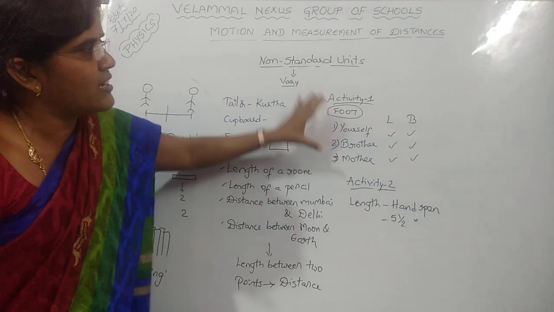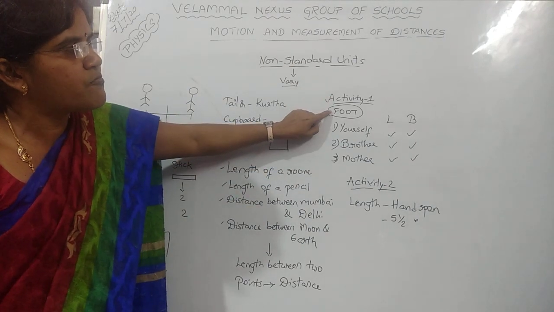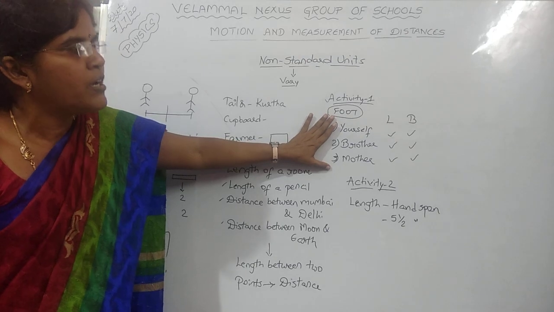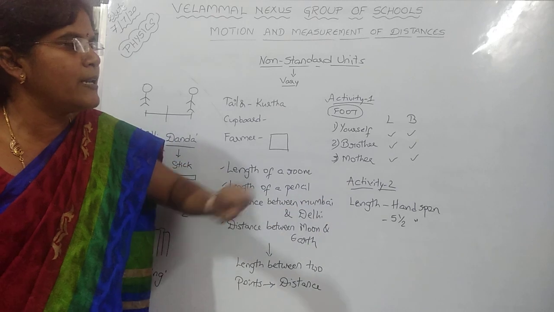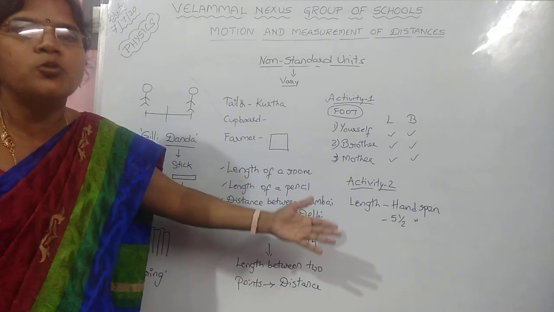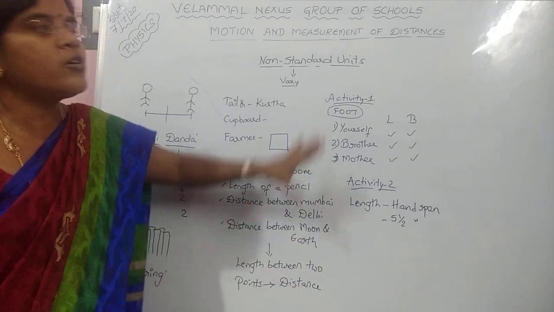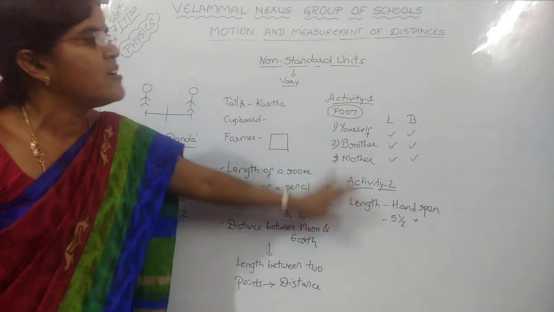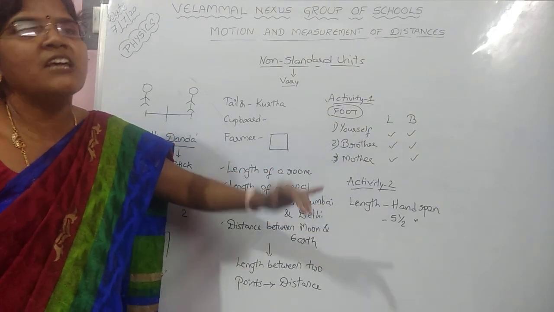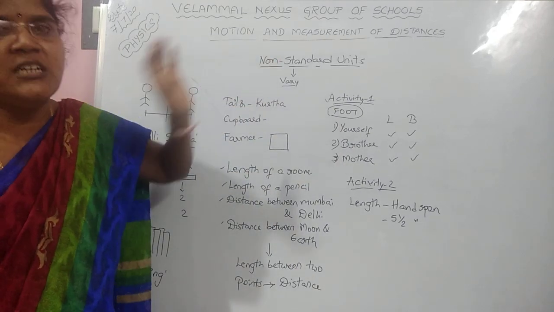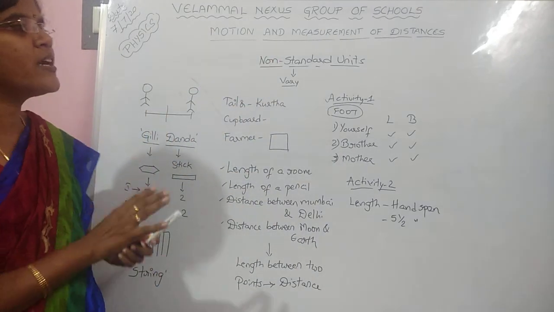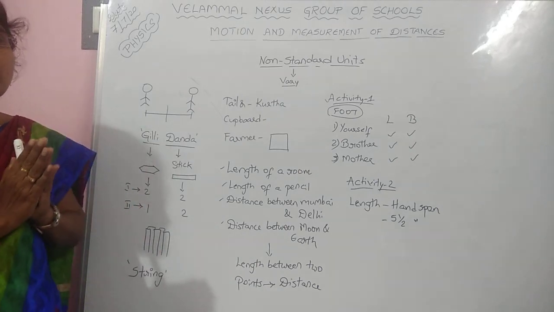In activity 1, I asked you to find out the length and breadth of your room using your foot. Here, using handspan, find out the length of a table with 2-3 different persons and see what we have observed in these activities. Foot and handspan will vary from person to person and hence we call them non-standard units. Children, one thing you should understand here: what is meant by measurement?